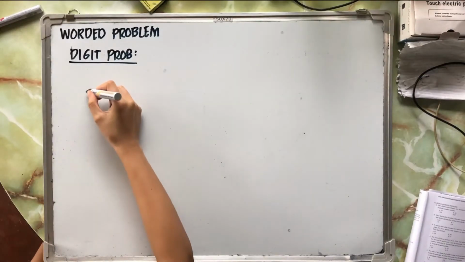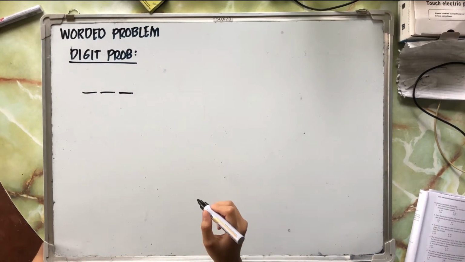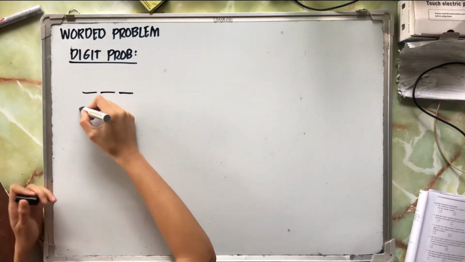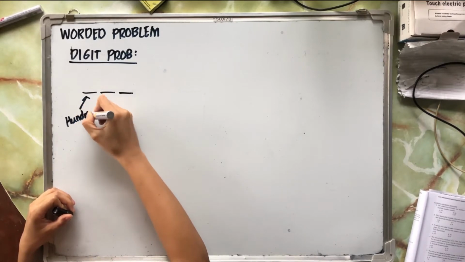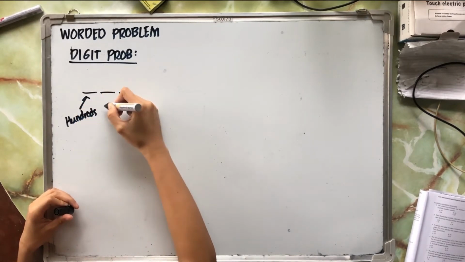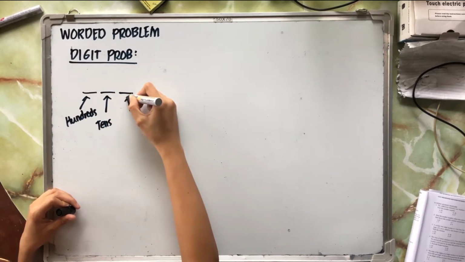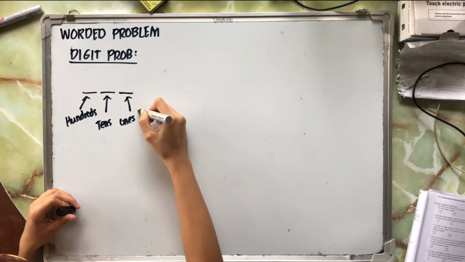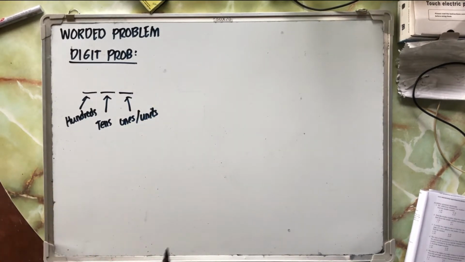So, ayan, meron tayong 3-digit number daw. I hope familiar pa kayo sa 3-digit natin ng mga parts, no? Ito yung hundreds. Okay, ito naman yung tens. Ito naman yung ones, o yung units digit. Okay, ayan. So, sa 3-digit number daw, anong sabi? The hundreds digit is twice the unit digit.